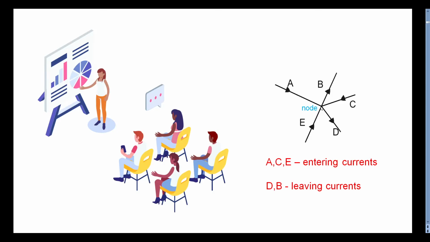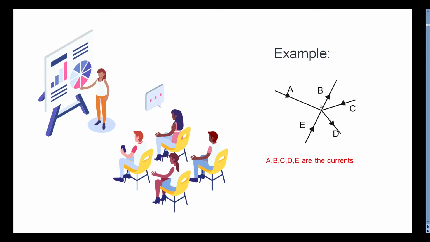Suppose a circuit is given. First you have to identify the node at which you have to apply KCL. That is the first step you have to follow. What is the second step? You have to identify the currents entering that node. And what is the third step? You have to identify the leaving currents from the node. Once this step is over, you can apply KCL.